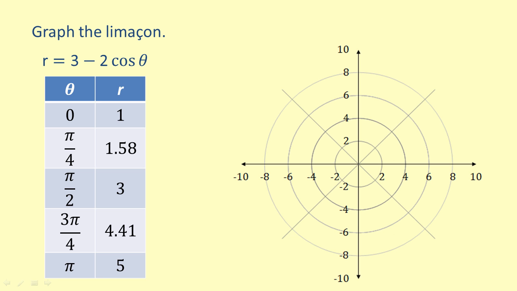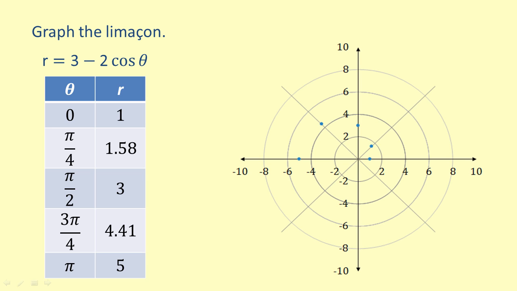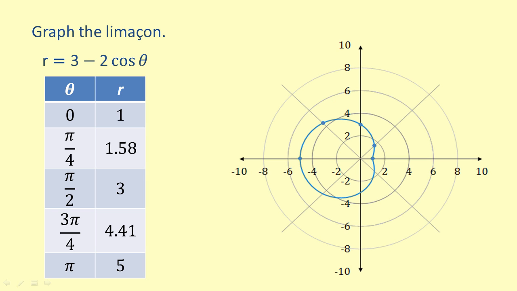Now that we have a set of points to plot, we can plot the limaçon on a polar graph. We can see each of these points plotted on the graph. Recall that our test for symmetry told us that the graph of this limaçon is symmetric about the horizontal polar axis. Therefore, if we mirror these points, we are able to draw the full shape of the limaçon.